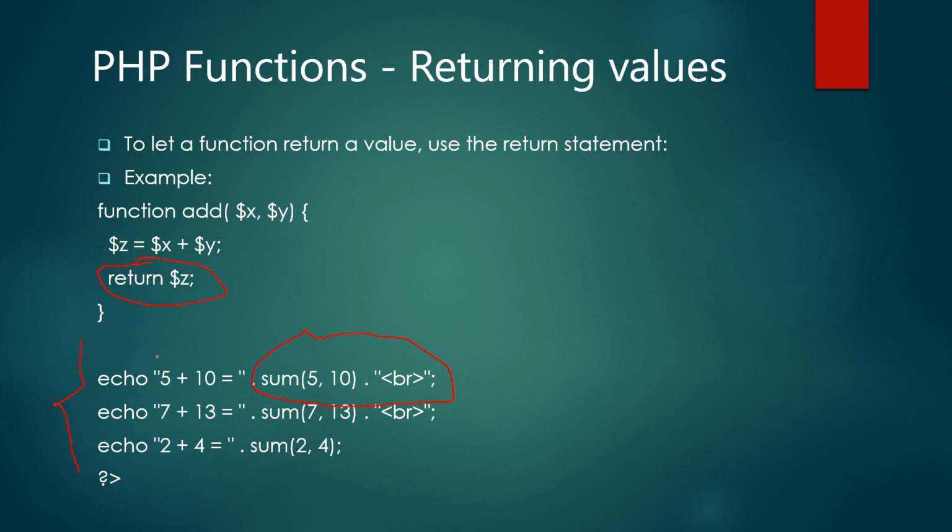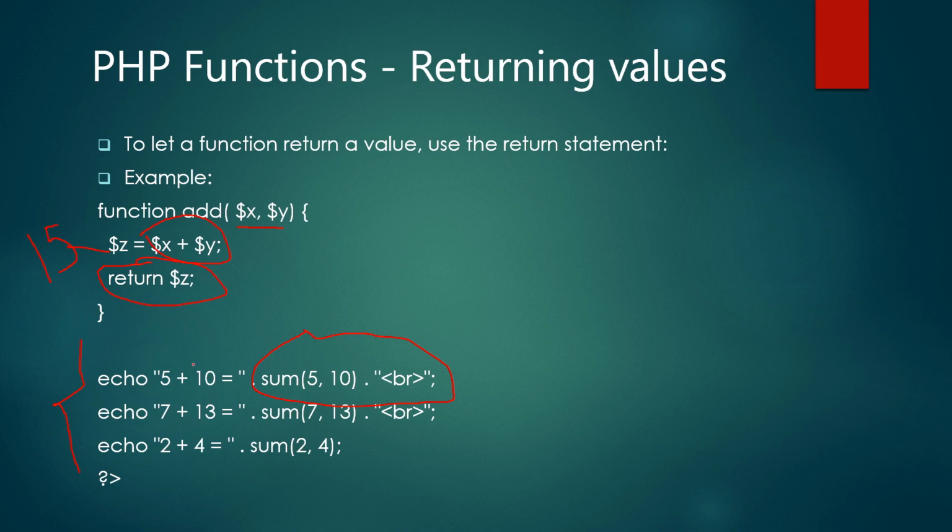So what is happening here is I'm simply calling this function and passing two values, 5 and 10. These two values will be stored inside these variables. Now I'm adding these two variables $x and $y and storing the result in $z. So $z is holding the value 15 because 10 plus 5 is 15. And now I'm returning $z. Returning $z means whenever this function is called, it will return the variable $z.